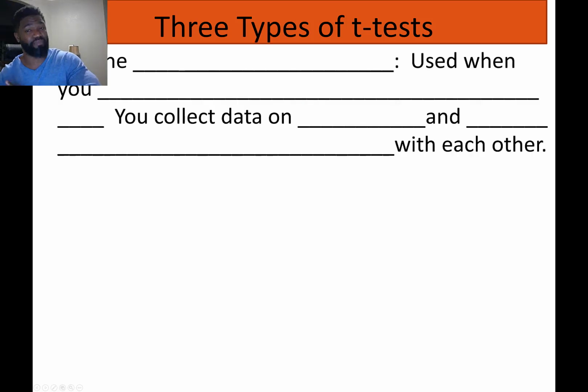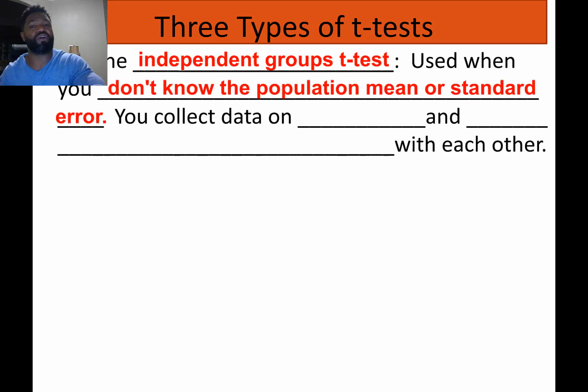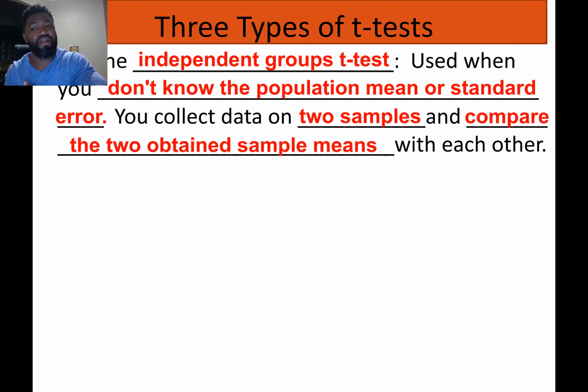The second type of t-test is the independent groups t-test. And the independent groups t-test is used when you don't know the population mean or the standard deviation or the standard error, right? So we don't know anything about the population. And what we do with the independent groups t-test, the design for this is when we collect data on two separate samples. And what we want to do is compare the two obtained sample means with each other.